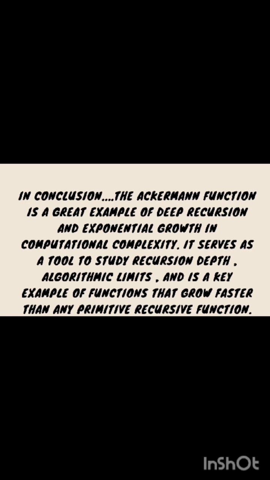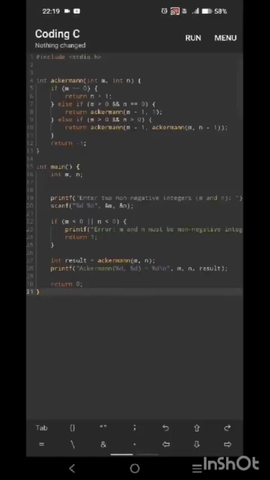So the conclusion: the Ackermann function is a great example of deep recursion and exponential growth in computational complexity. It serves as a tool to study recursive depth and algorithmic limits, and is a key example of functions that grow faster than any primitive recursive function. Okay, let us look into the code.